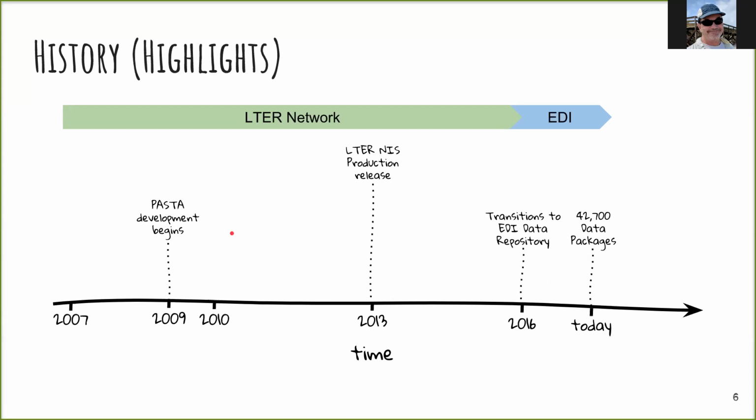If we look at the highlights, the development started in 2009. We went into production, back then we were calling it the PASTA data repository, which now we're calling the EDI data repository, in January 2013. It's been in production since. We finished the LTER Network Office grant in 2015. We transitioned to the EDI grant in July 2016, and thus the change to the repository name in 2016. Today we have a little more than 42,000 data packages in the repository. So let's move forward from there.